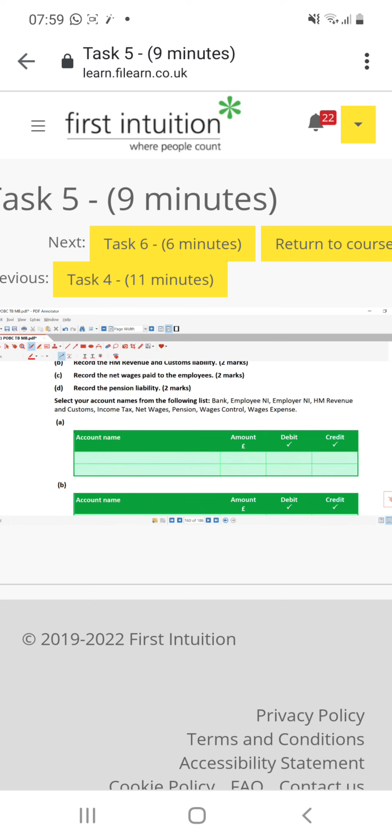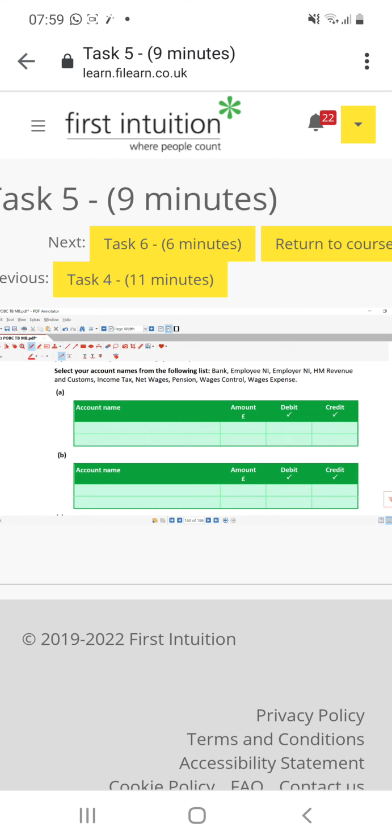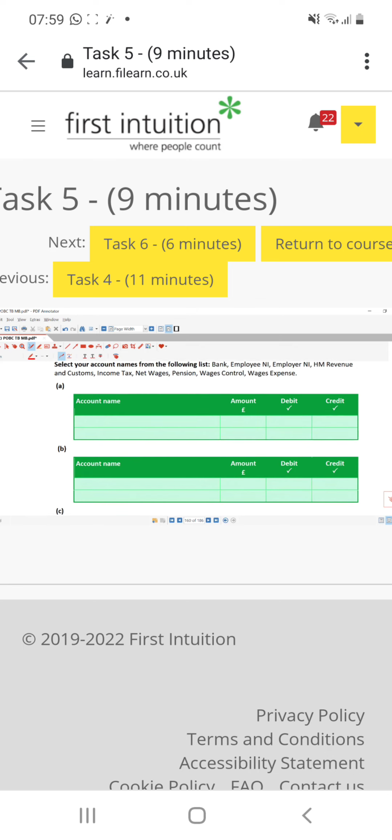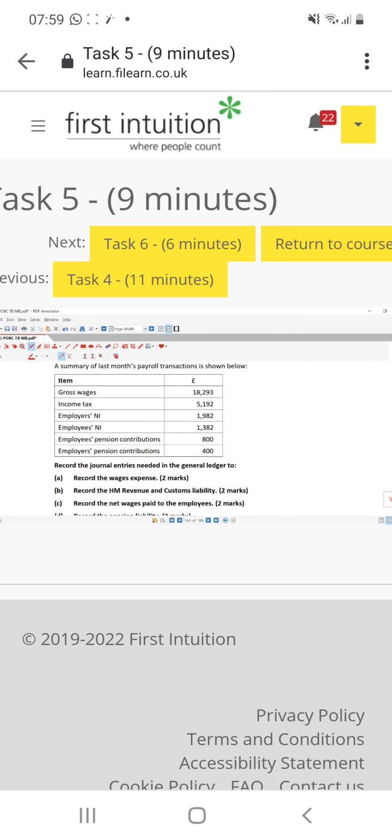So for our first one, for our wages expense, what we must always remember here is this is the cost to the company of employing the individual. So when calculating this, it will be made up of not just the gross wages of 18,293, but the employer's national insurance contribution and the employer's pension contributions as well. If we add up all of those three items, the cost to the company will be shown as an expense in the account.